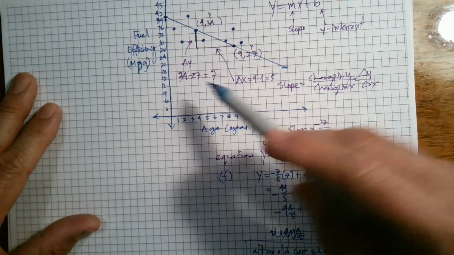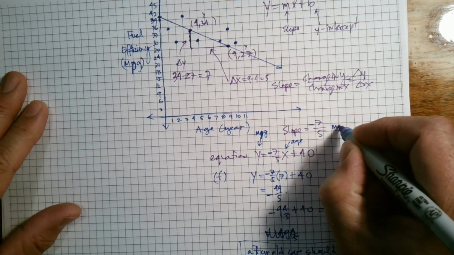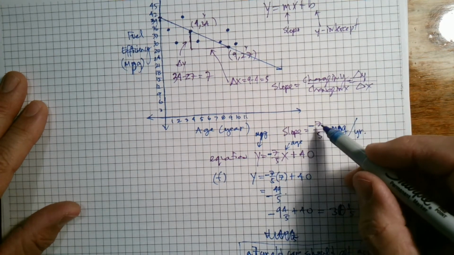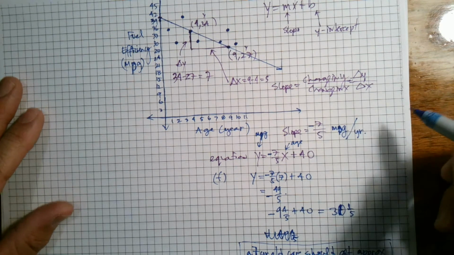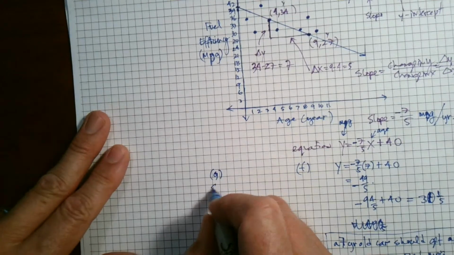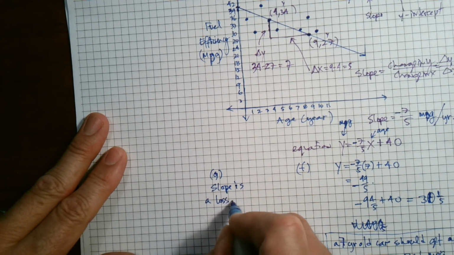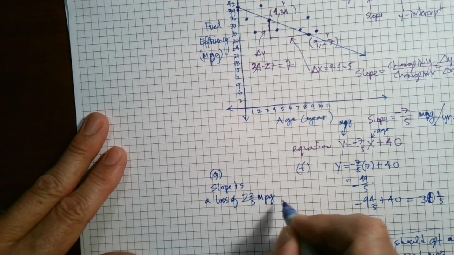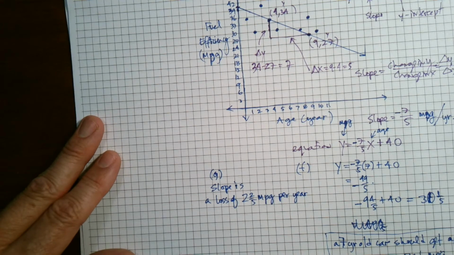My unit rate of miles per gallon for every year. So my slope represents miles per gallon for every year. So it's losing, right? Losing 2 2/5 miles per gallon every year. So that's what I'm going to write for G. My slope is a loss of 2 2/5 miles per gallon per year. That's what the interpretation of the slope is.